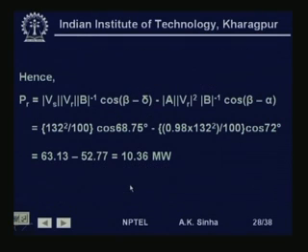68.75 degrees. Now, since we have calculated beta minus delta, we can write down the equation for P_r: V_s V_r by B into cos(beta minus delta) minus A V_r square by B into cos(beta minus alpha). Now, substituting all the values, we will get this as 10.36 megawatt. That is, if we want to keep the voltage at both ends equal to 132 kV and we want to supply a unity power factor load, then the load that we can supply will be only 10.36 megawatt.